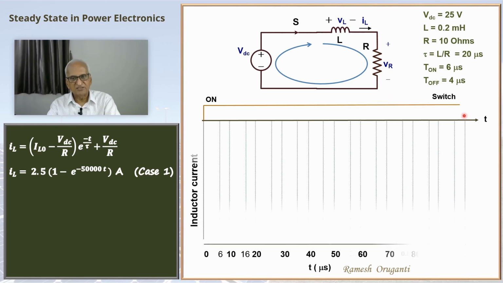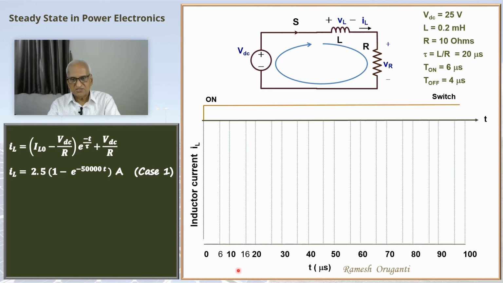So let's plot that curve. The x-axis is time t in microseconds, the y-axis is inductor current IL in amperes. Now if I plot this, it starts from 0 and goes to 2.5 amperes. But we are leaving this switch on only for 6 microseconds. So at 6 microseconds, we are going to switch the switch off.